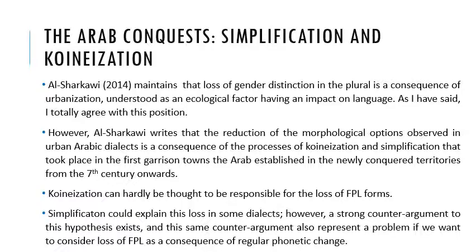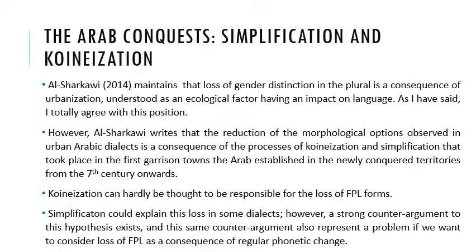Al-Sharkawi maintains that the reduction of the morphological options observed in urban Arabic dialects is a consequence of the process of koinization and simplification that took place in the first garrison towns that the Arabs established in the newly conquered territories during the Islamic conquest, of course, from the 7th century onwards. Now, as far as koinization is concerned, I don't see how koinization could be a factor at play.